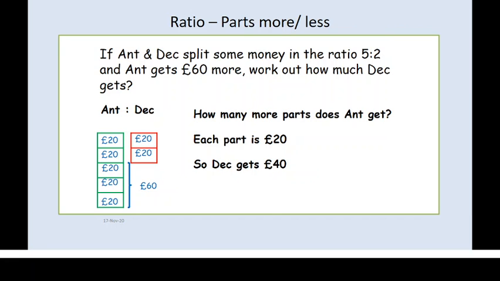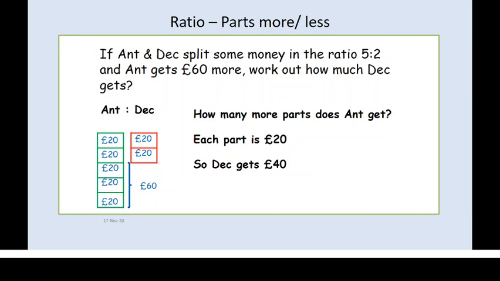Even if you don't write down the boxes, I would at least write down that Ant gets 3 parts more. 3 parts equals £60, so 1 part equals 20, so then Dec gets 2 times 20, which is 40. Just make sure that you are showing some working out to back up your answer.